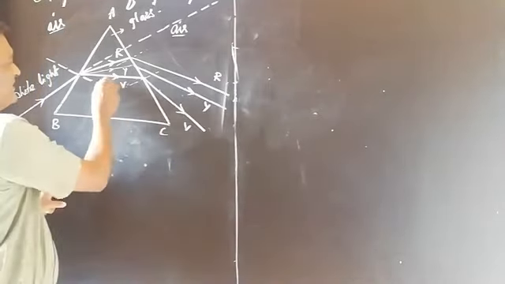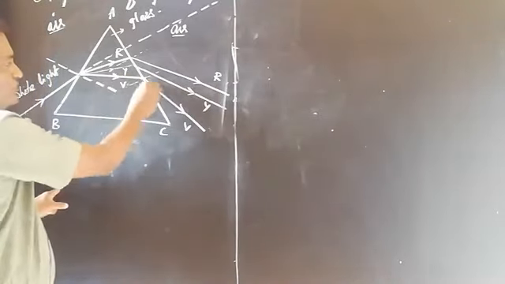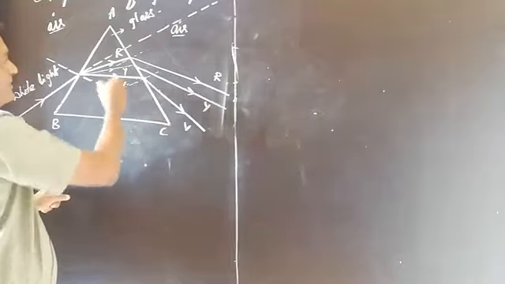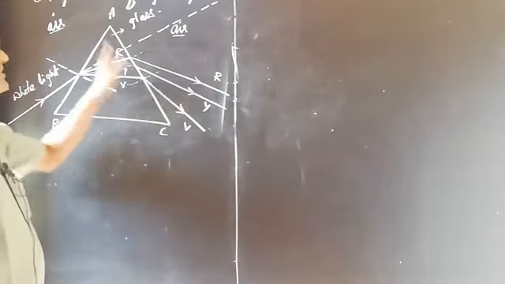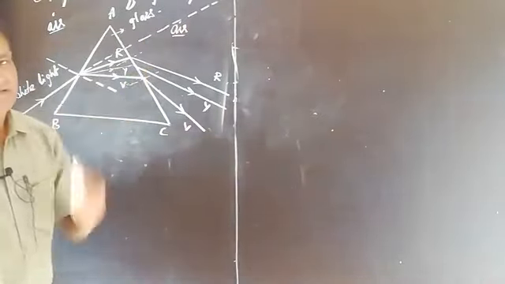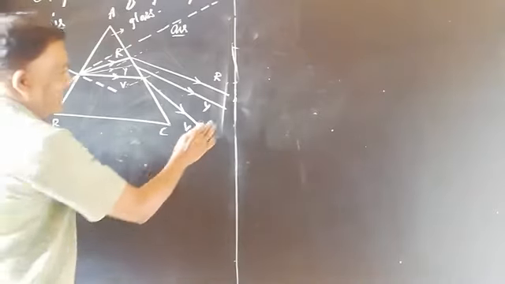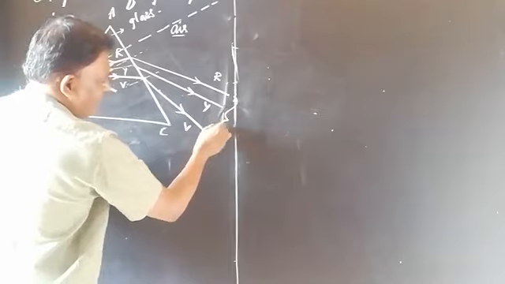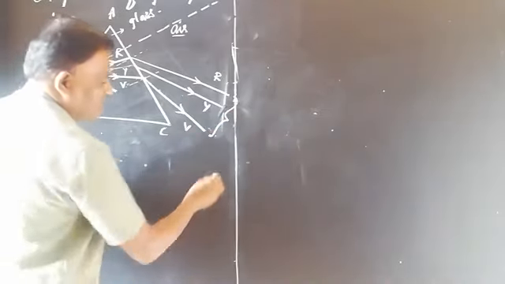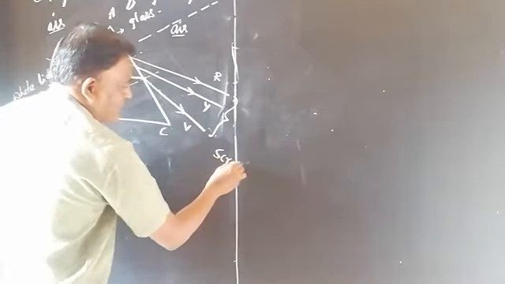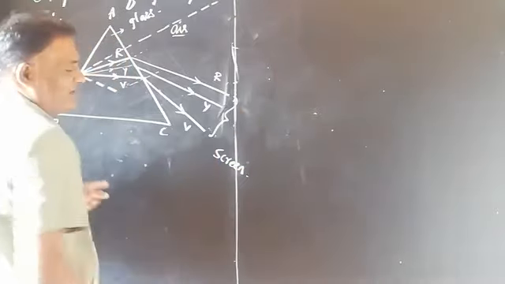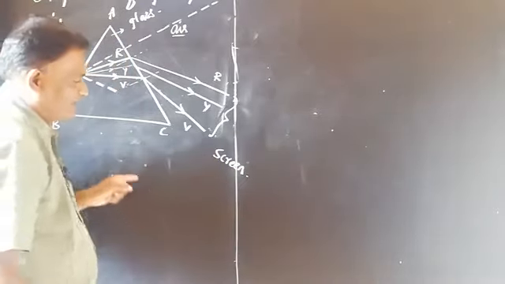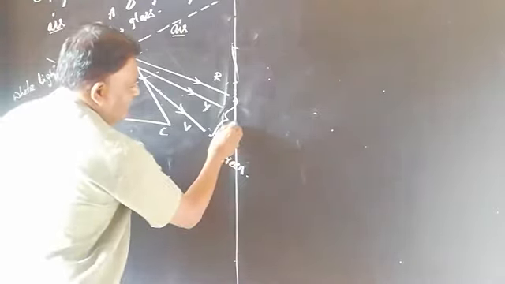So this splitting up of white light into constituent colors when made to pass through the prism is called dispersion of light. The band of colors what we get on the screen, or the band of colors can also be viewed through a telescope, is called a spectrum.